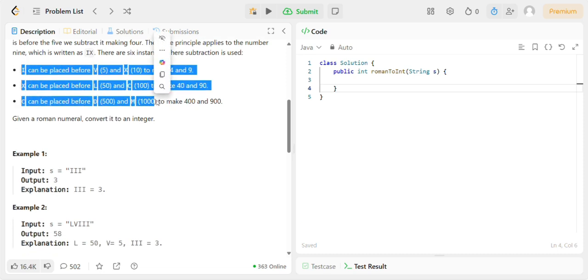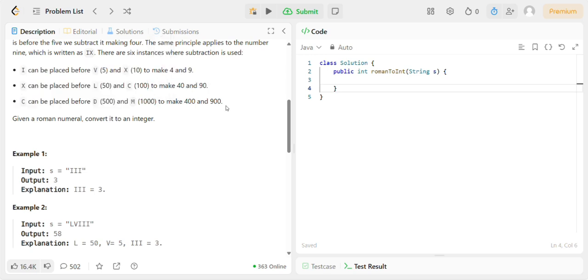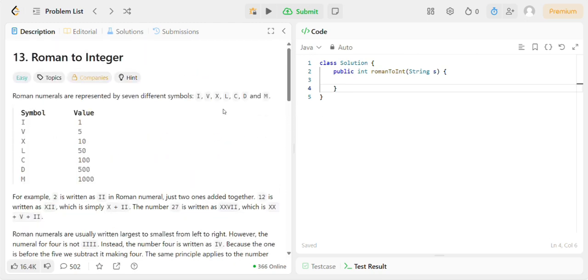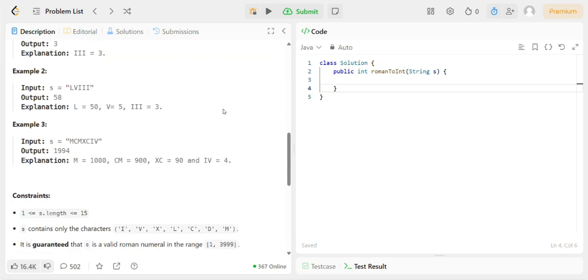These are the conditions where we have to subtract the values. I is used before V and X to make them 4 and 9, X can be placed before L and C to make them 40 and 90, and C can be placed before D and M to make 400 and 900. Let us understand how we convert a Roman numeral to an integer with an example.